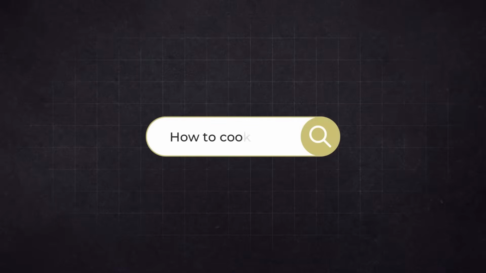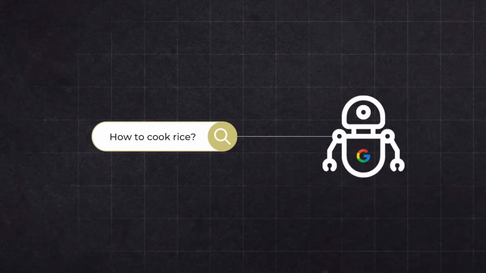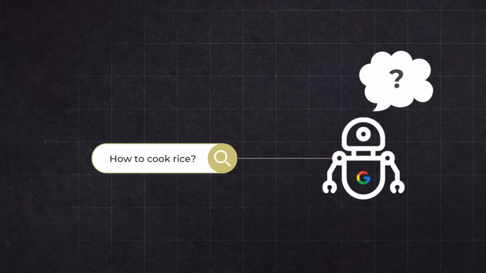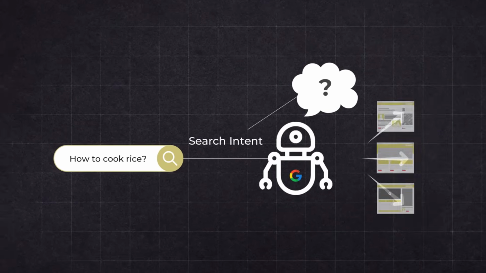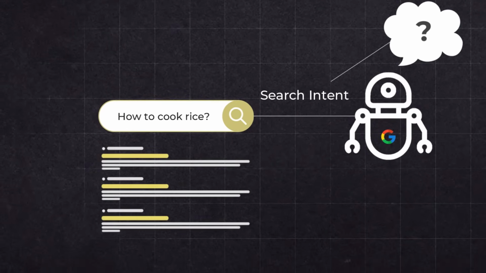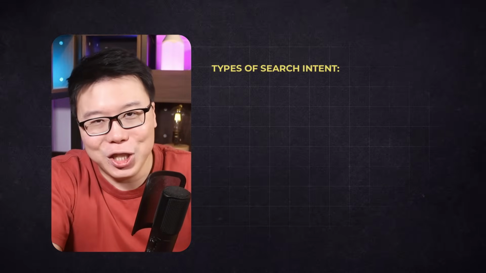People will often type in a keyword in a search engine to fulfill their need, whatever that is. And the search engine will try to understand why the person is searching for the keyword, which in SEO terms is the search intent. And the search engine will find web pages that will help the user fulfill that need. There are basically four types of search intents.